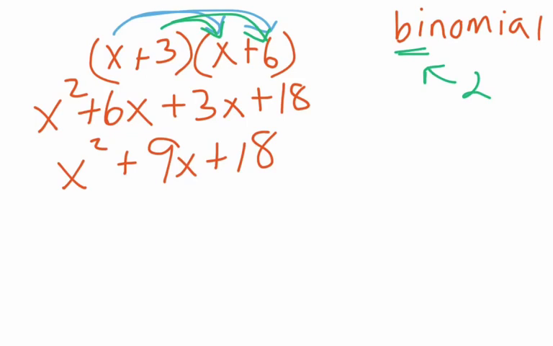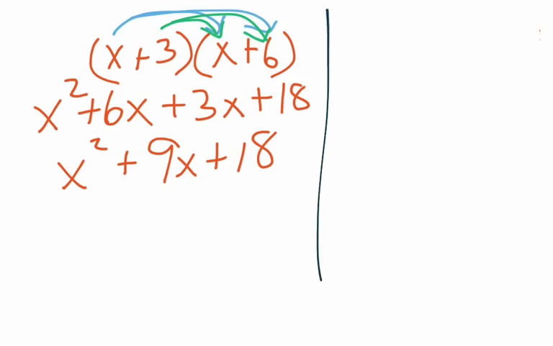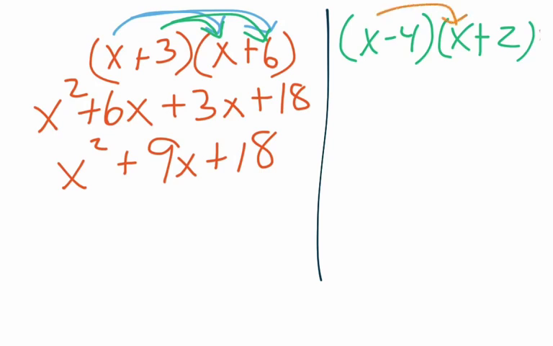Because remember, with factoring, the better you are at multiplying, the easier the factoring will be. Over on the right, let's just do another example. Let's do x minus 4, and we'll multiply that by x plus 2. We are going to distribute the x. So we have x times x, which gives us x squared, and then x times 2, which gives us 2x.